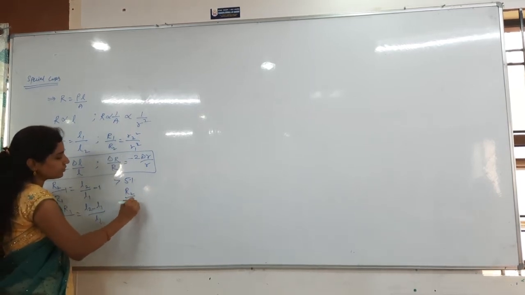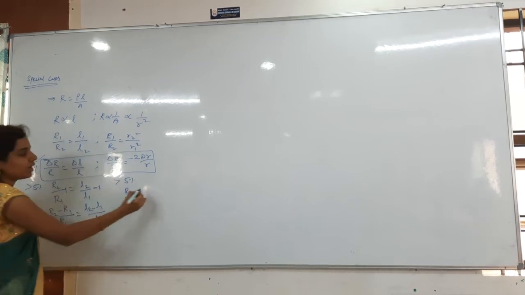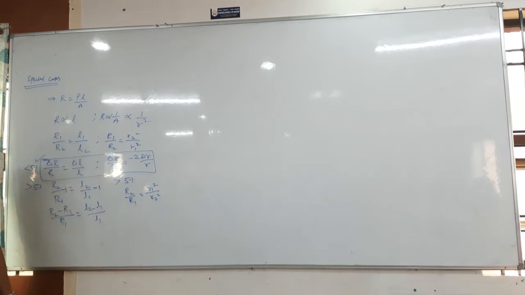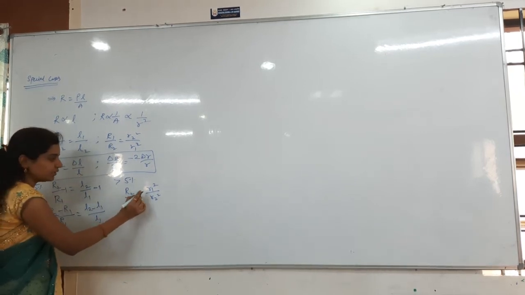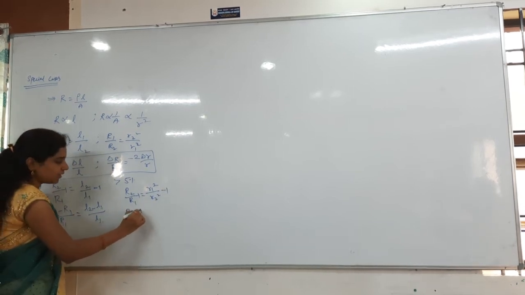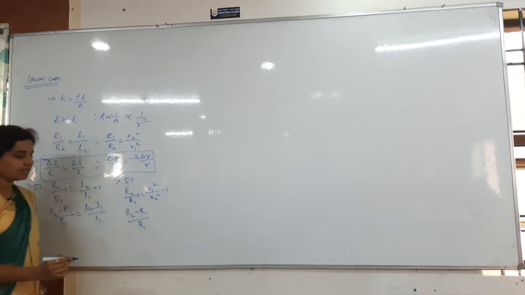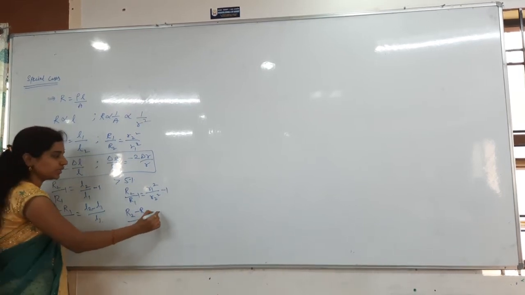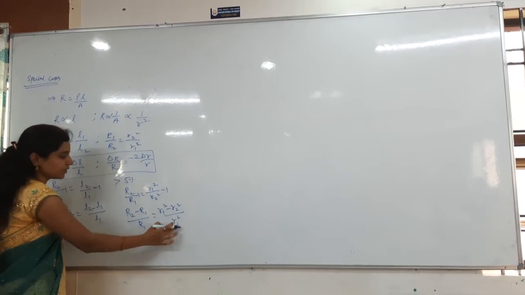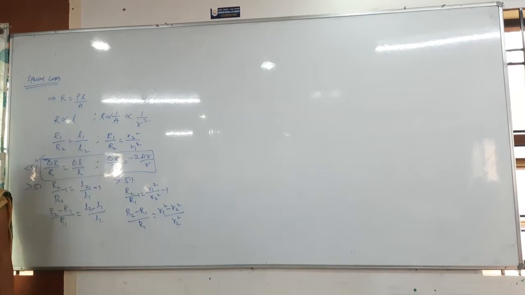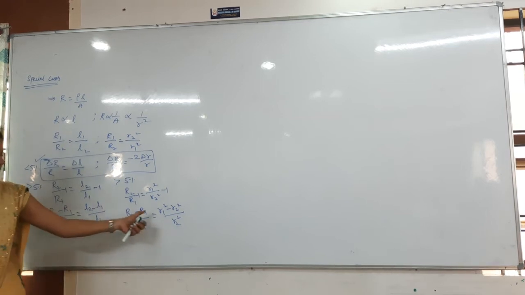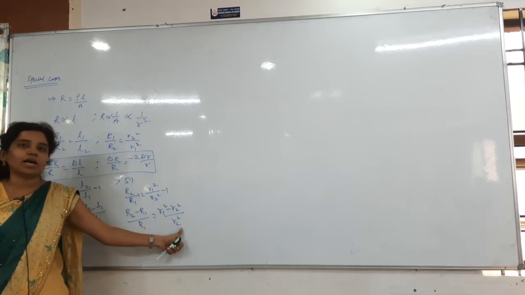R2 by R1 is equal to R1 square by R2 square. Now for this, you have to do minus 1, here also minus 1. Then we get R2 minus R1 by R1, nothing but delta R by R, is equal to R1 square minus R2 square by R1 square R2 square. Why are we getting R2 square in the denominator? Inversely proportional there. Clear? So this is what you have to do, R1 square minus R2 square by R2 square.